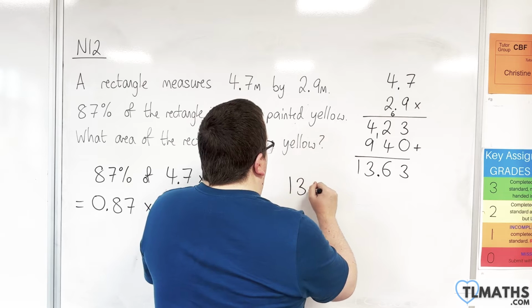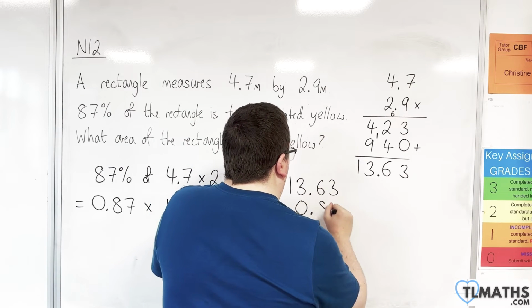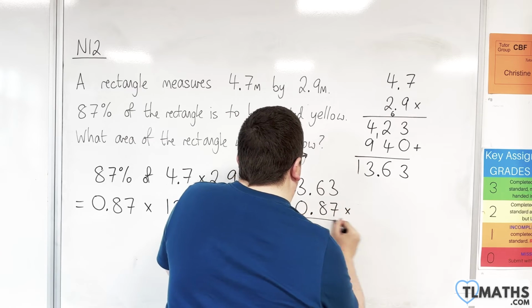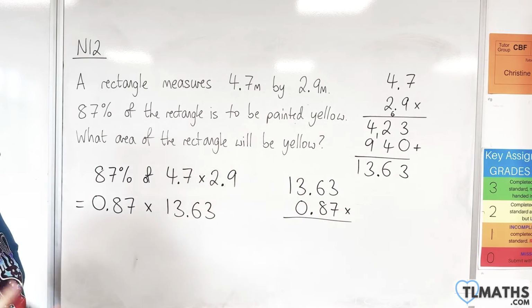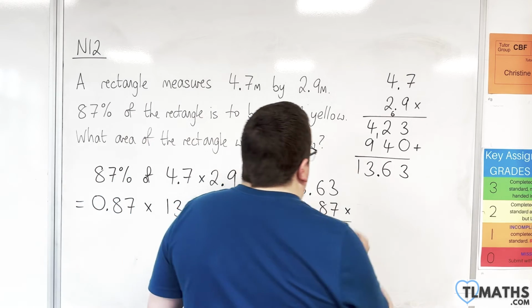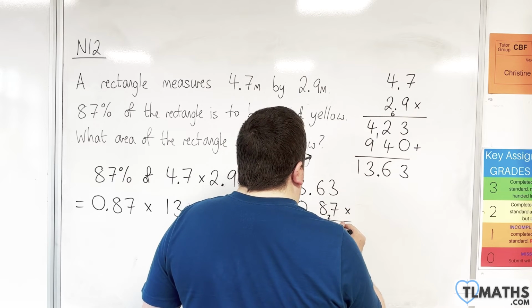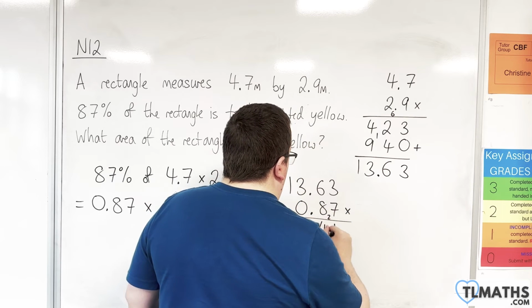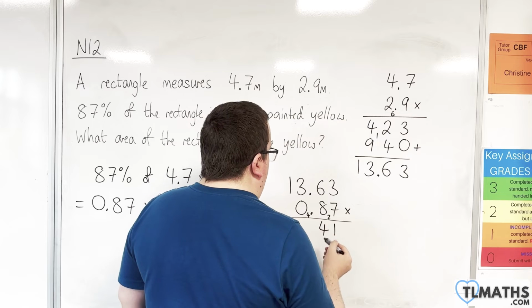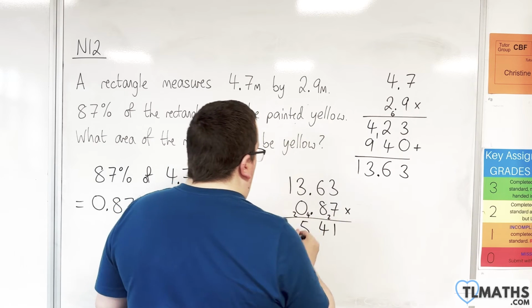So 13.63 times by 0.87. And as I've said before, this is all down to good times table knowledge. So 3 7s are 21. 6 7s are 42, plus the 2 is 44. 3 7s are 21, plus the 4 is 25. 1 times 7 plus the 2 is 9.